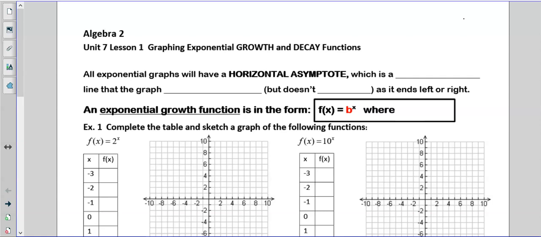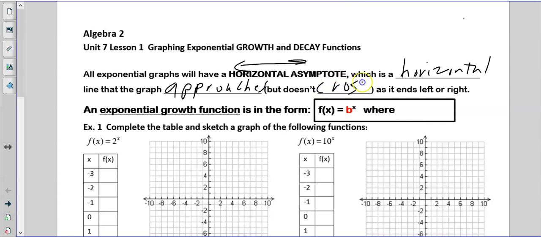All right, 7.1, graphing growth and decay functions. So all exponential graphs will have a horizontal, that means this way, asymptote, which is a horizontal line that the graph approaches but doesn't cross. Okay, so do something like this.